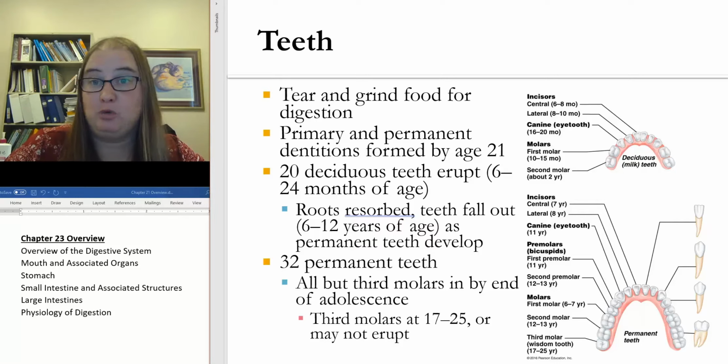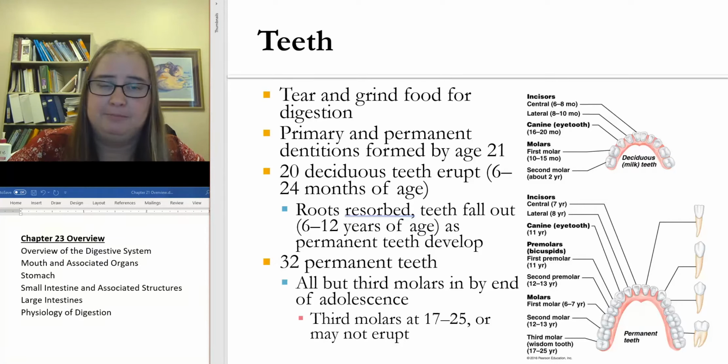The last structure in the oral cavity that we're going to talk about are our teeth. Obviously, our teeth are there to tear and grind food for digestion. We have two different sets of teeth. We have our primary teeth. These are also known as our deciduous teeth that we get when we're born. And then we get our permanent dentitions, which are just teeth, are formed typically by the age of 21.